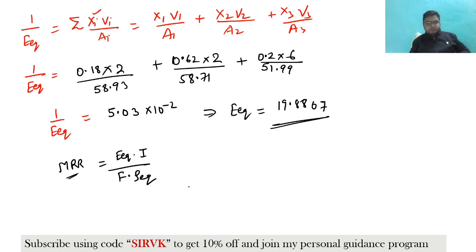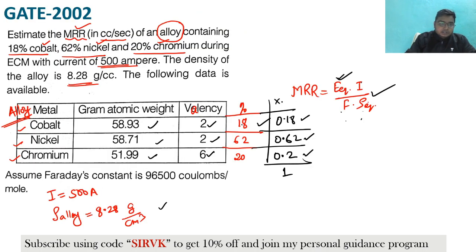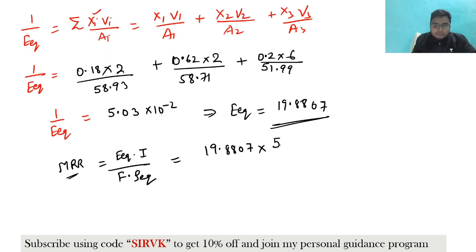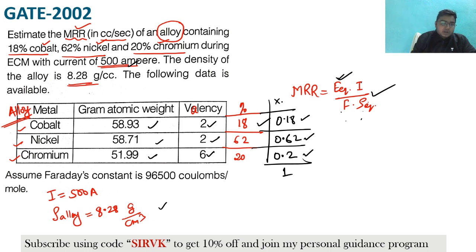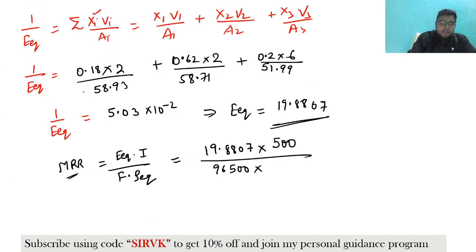So from here you have found out E equivalent to be 19.8807, into current. What is the current? Current is 500 ampere. See here, the 500 ampere is given. So put it here, the 500 ampere by F. Faraday constant is what? 96500, which is given in the question, and rho equivalent means rho of the alloy, the density of the alloy, that is 8.28, isn't it? So you can write it here 8.28.